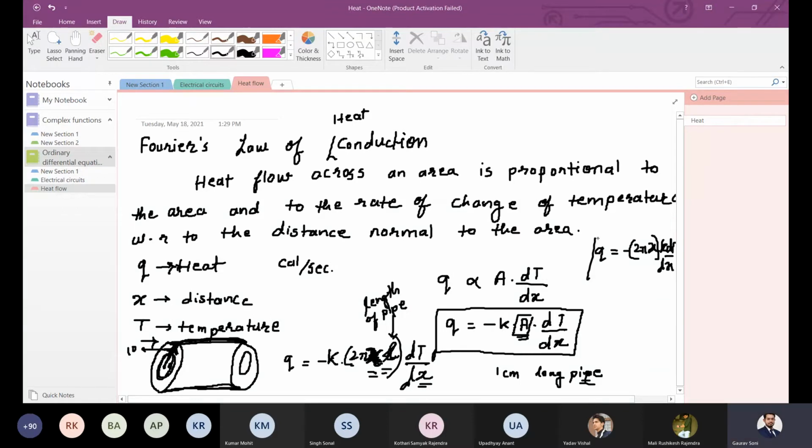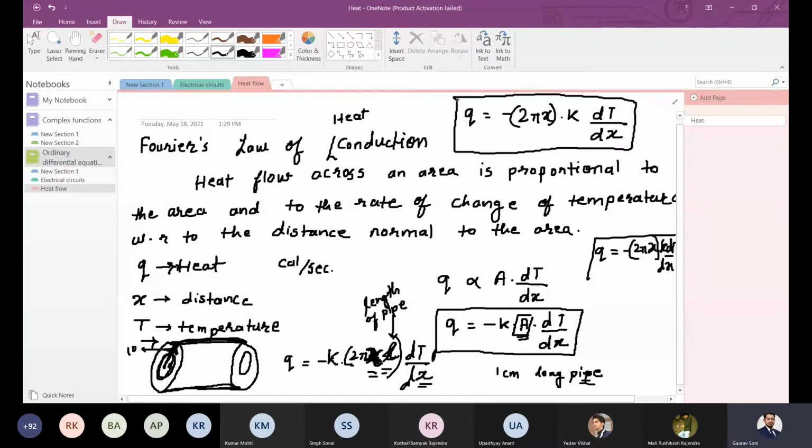Okay, so this is the formula that we'll be using. I will write it down here. If you want the simplification, you can write 2 pi x into K dt by dx. This is the formula in every example we'll be using. You have to memorize this formula for the heat flow.